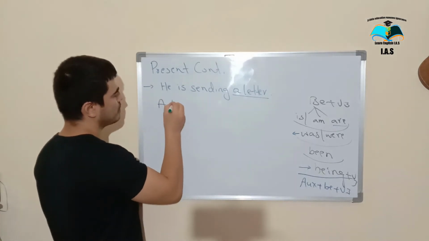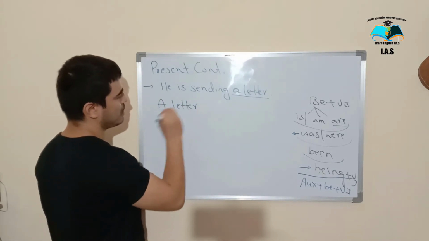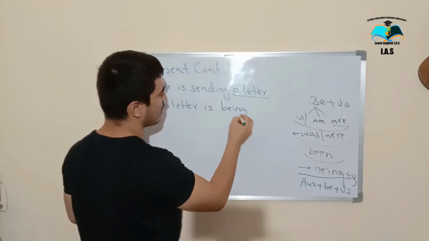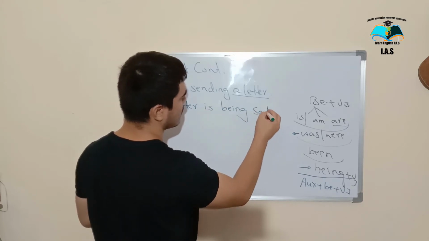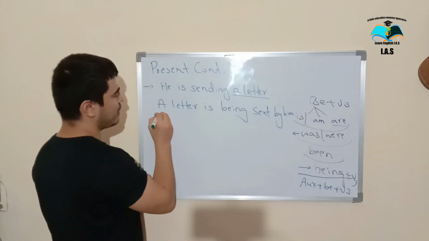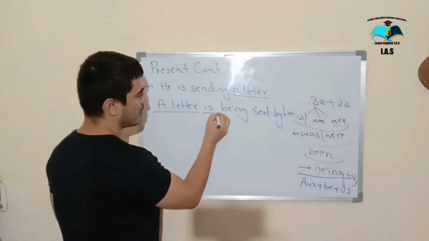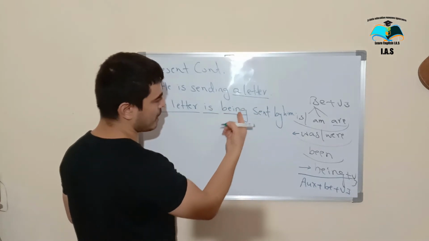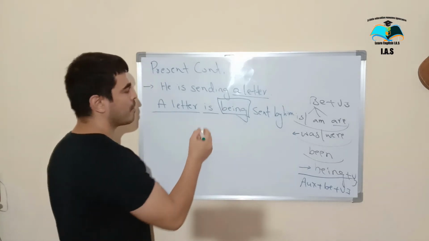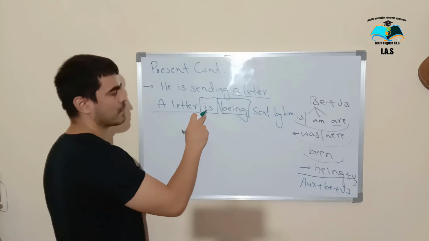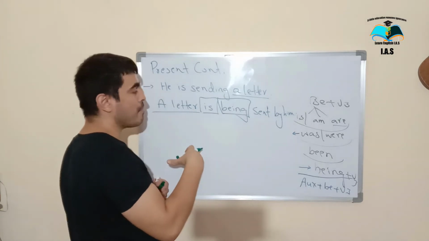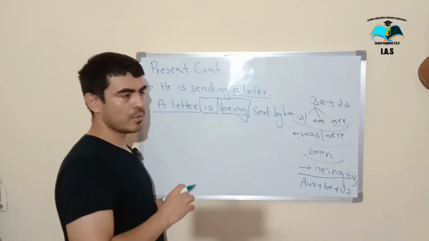We have to bring the object of the active sentence as the subject of the passive. So I can say, a letter is being sent by him. A letter is the subject. To be, we have the verb being, because this modifies that we are talking about continuous tense, and be talks about that we are talking about present. It means that the passive sentence indicates that the sentence is present continuous tense.